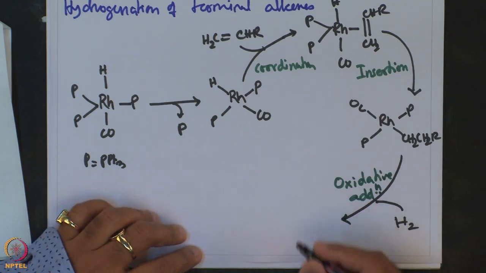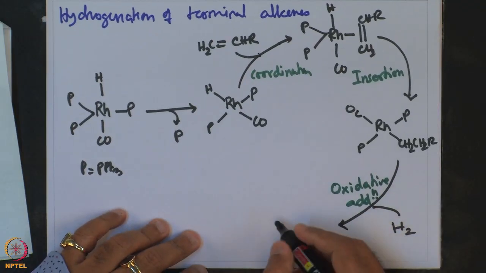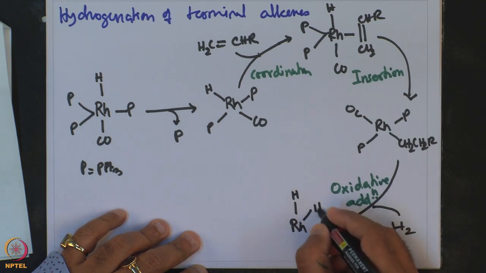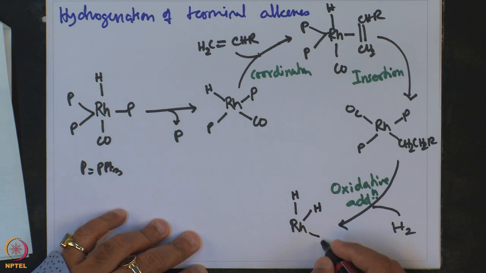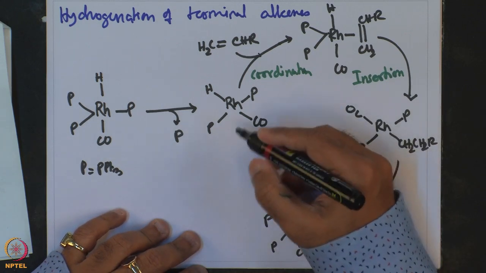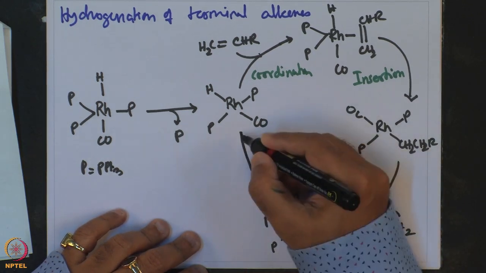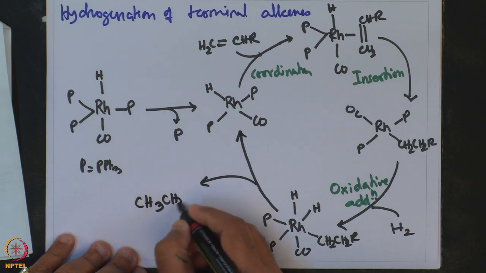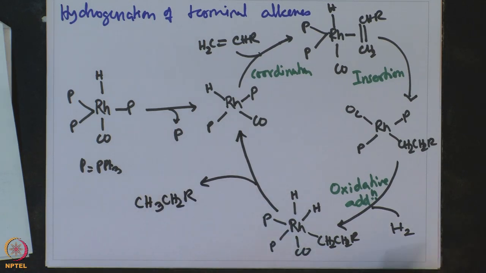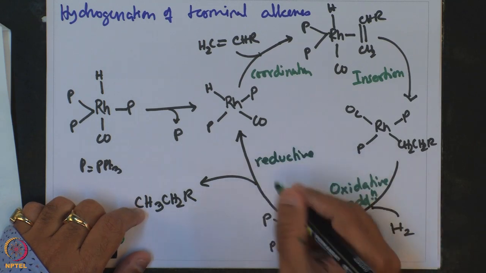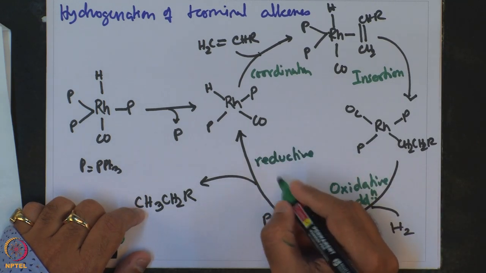This addition occurs in a cis fashion, as has been mentioned for the Wilkinson's catalyst, and proceeds in the same way. So, we have this oxidatively added cis dihydride moiety attached to rhodium, CH2 CH2R, CO, and then 2 phosphines in cis orientation, and that reductively eliminates to give the desired product CH3 CH2R, and giving back the initial starting active species, which is bisphosphine rhodium hydride carbonyl.